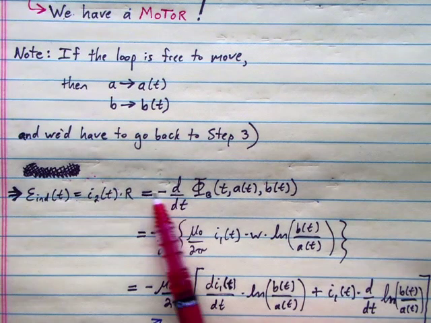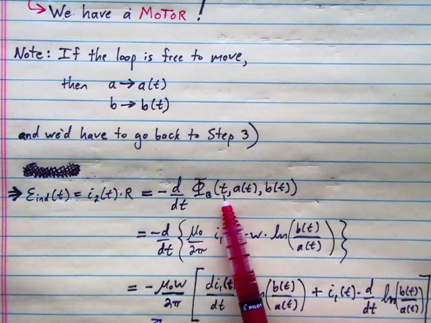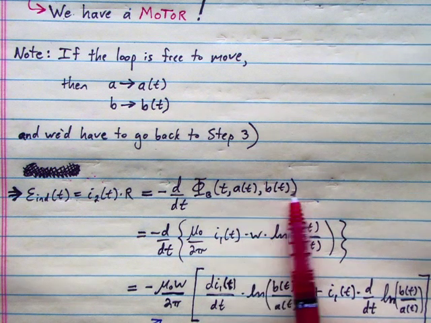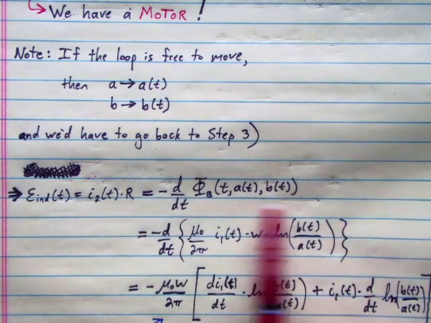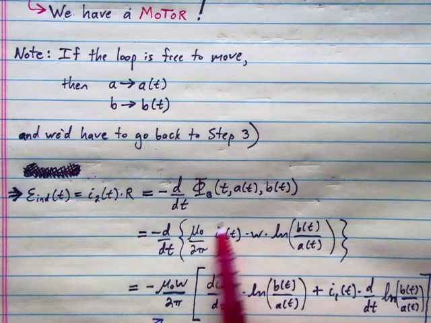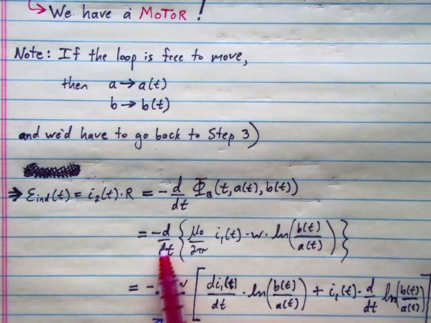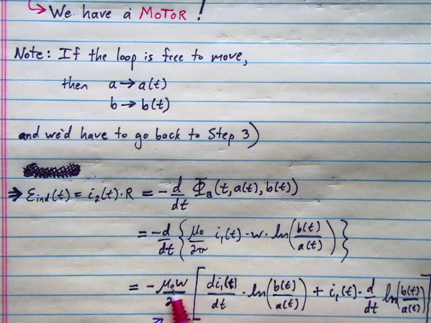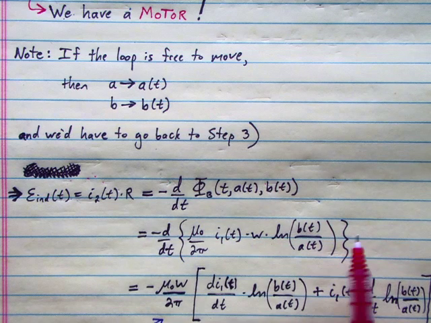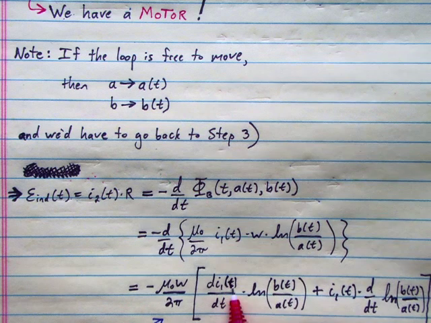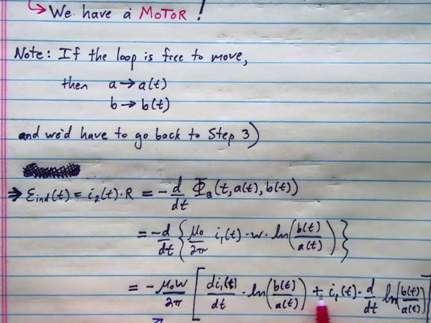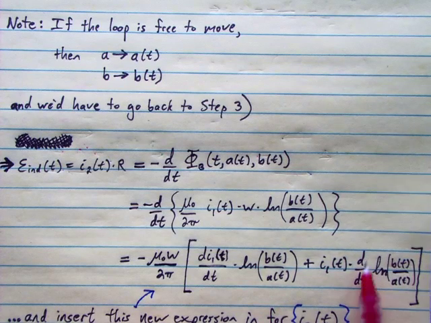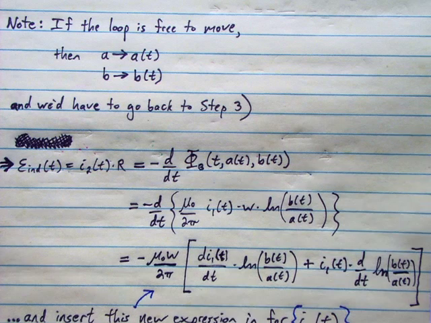We would have the opposite of d/dt of the magnetic flux, which is a function of time, and of A, and of B, with A and B both themselves being functions of time. So the opposite of d/dt of this, here is our magnetic flux, where we've got time dependence here and time dependence here. So taking the time derivative of this thing, we have to pull out the constants, mu naught over 2 pi and w, but then chain rule. So we have dI1/dt times the geometric factor plus I1 times the time derivative d/dt of this geometric factor, the time derivative of the natural log of b of t over a of t.